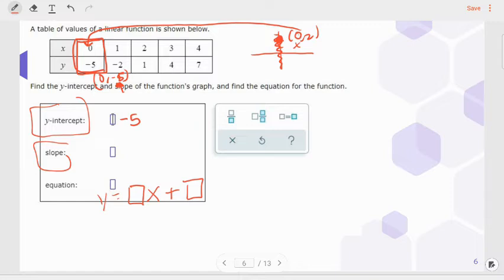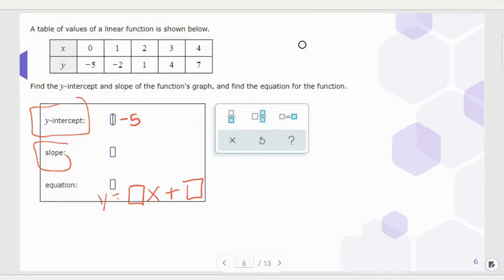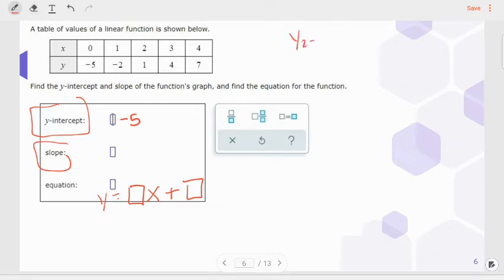My slope. Remember, to find slope we can either graph this, or we can use the formula that says y2 minus y1 over x2 minus x1. Going into my table, this is the x row, so this is x1, this is x2, this is x3, x4, x5, and likewise this is y1, y2, etc.